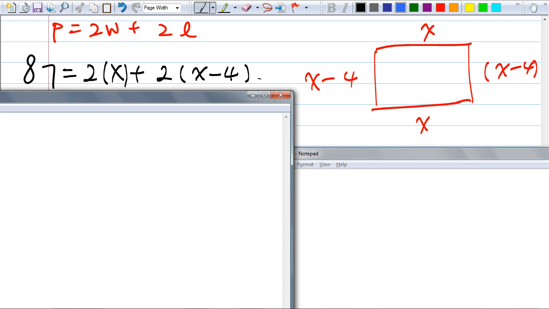Okay, so on your homework tonight, please read the directions carefully. It's not going to say to solve. That's coming up in a very short while. So all we're doing is practicing translating things into an equation.